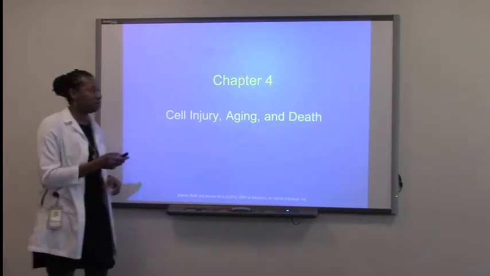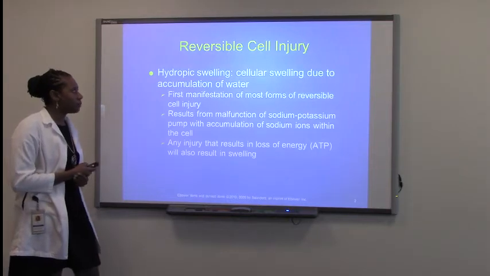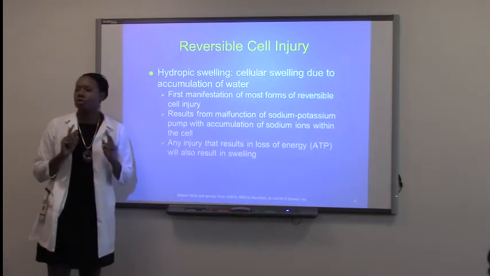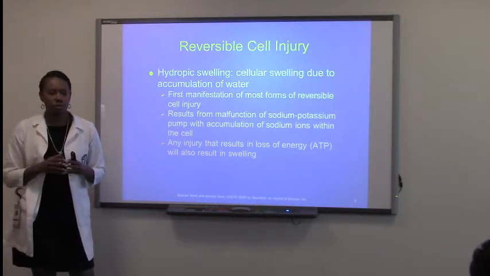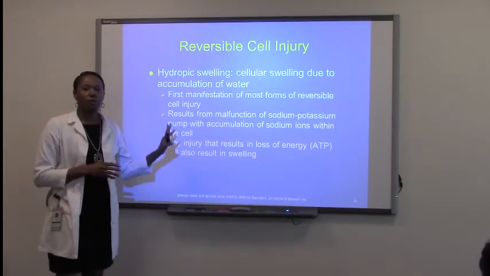We'll talk about leukemia. Okay, so with cell injury, we have 2 different types: reversible cell injury and irreversible cell injury. We're going to start with the reversible type first.